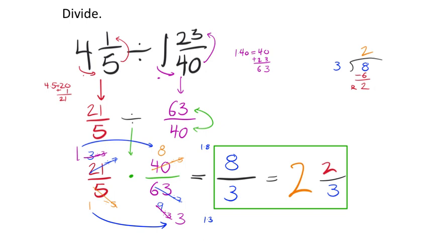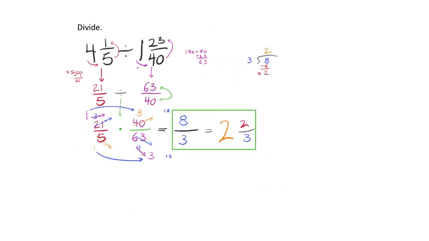And once again, I know 8/3 can't be simplified, but I definitely know 2/3 cannot be simplified. So both these are pretty well simplified right there. I'm going to do the simplification a different way because I forgot to do it last time. Let's go back to where we had 21/5 times 40/63.